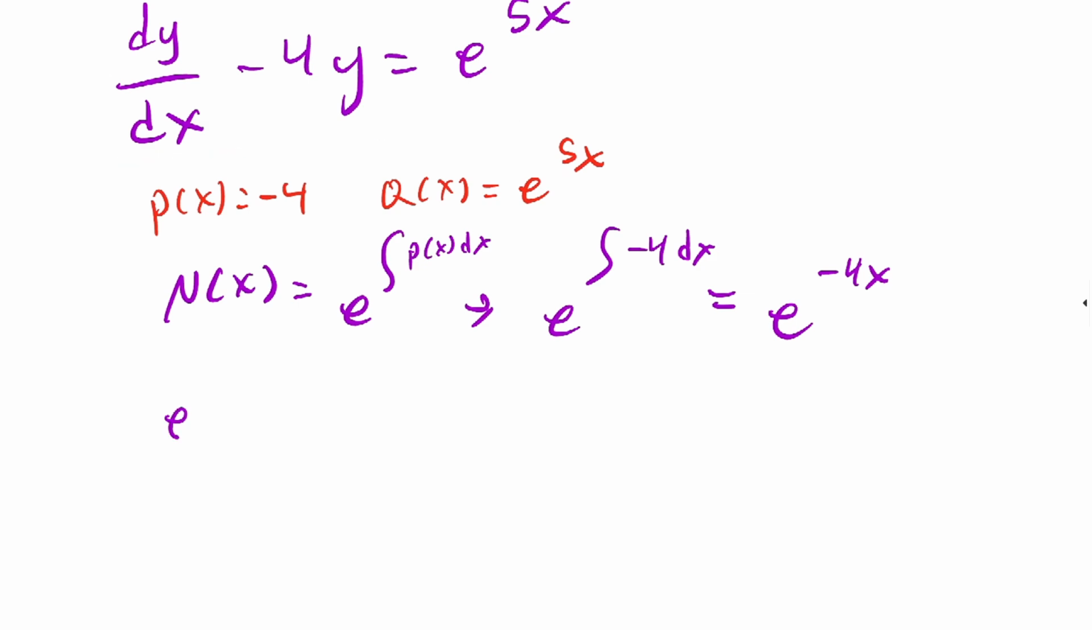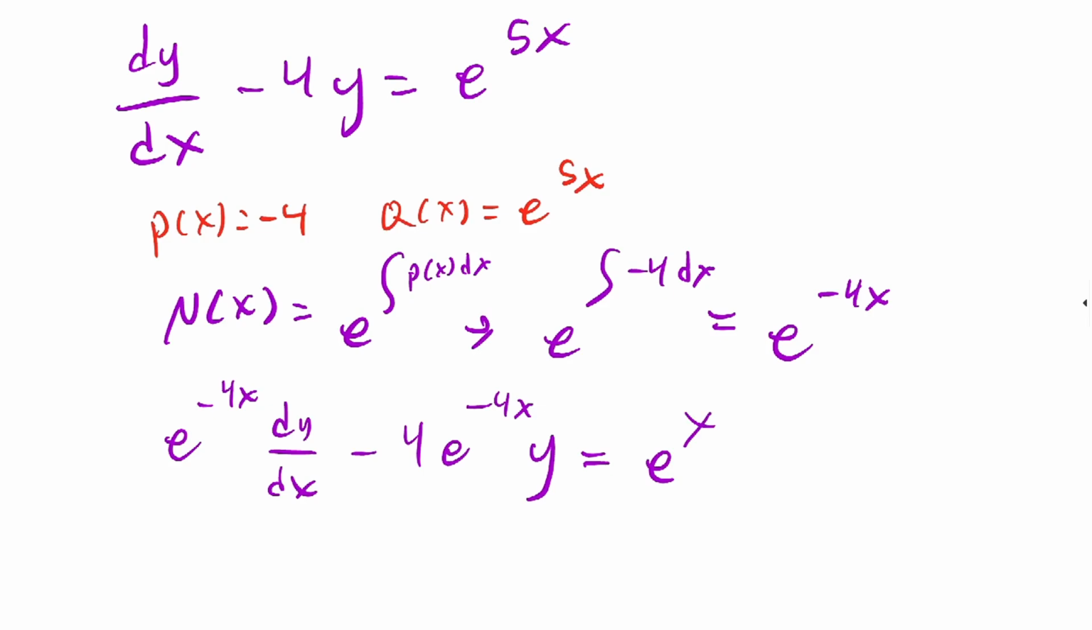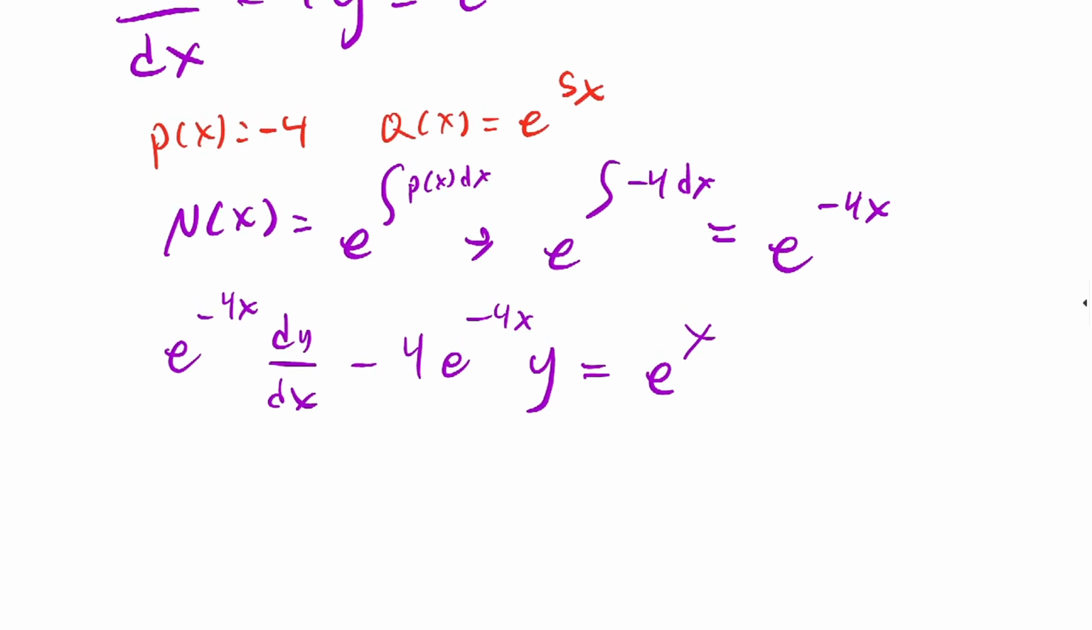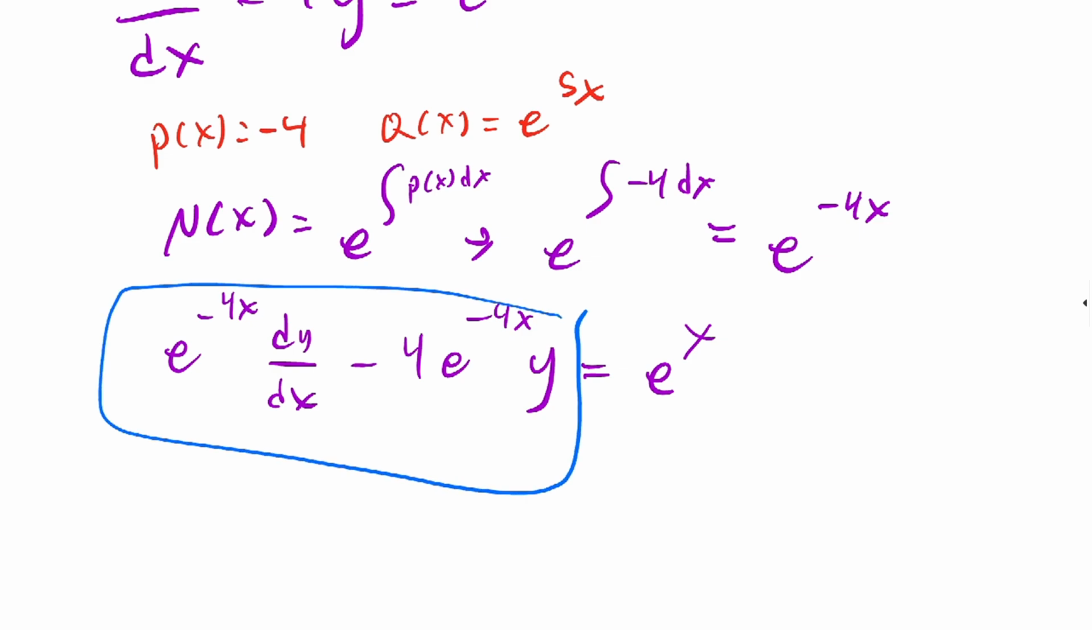So it's going to be e to the negative 4x dy dx minus 4 e to the negative 4x y is equal to e to the x, because if you multiply these two together, the exponents will just subtract each other. So now we're going to be looking at this and thinking, okay, what does this left-hand side look like?